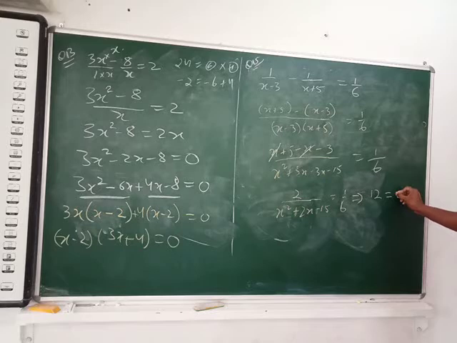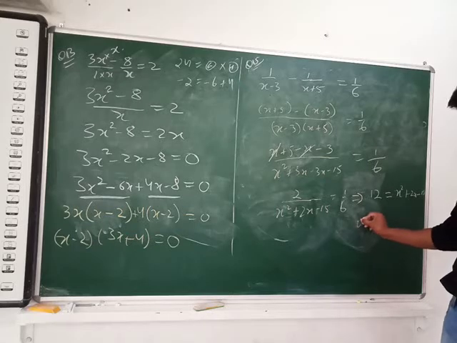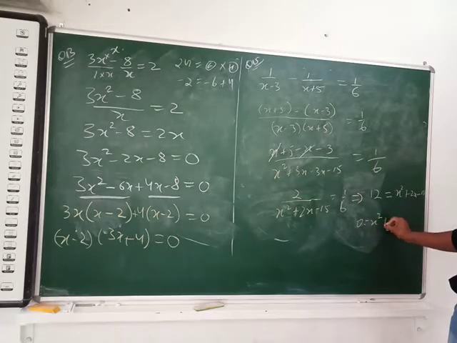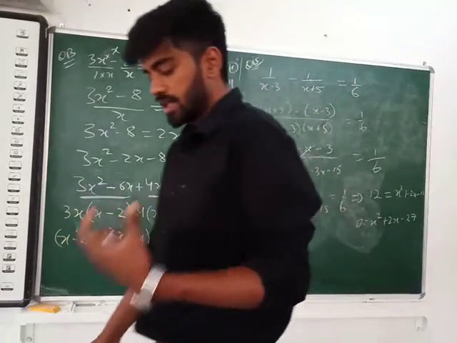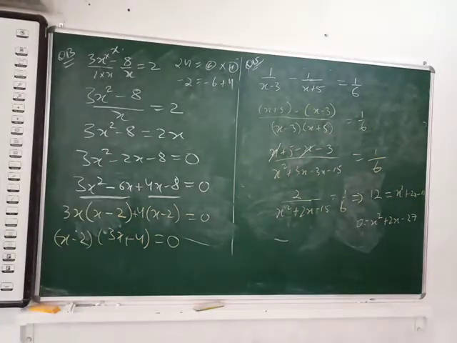Equals to x square plus 2x minus 15. And if I shift everything on one side, I'll get x square plus 2x and minus 15 and minus 12, that's going to give me minus 27. Now I have to think of two numbers that can give me 27, at the same time it can also give me 2 in the middle. So can you guys think of two numbers that is going to give you what?